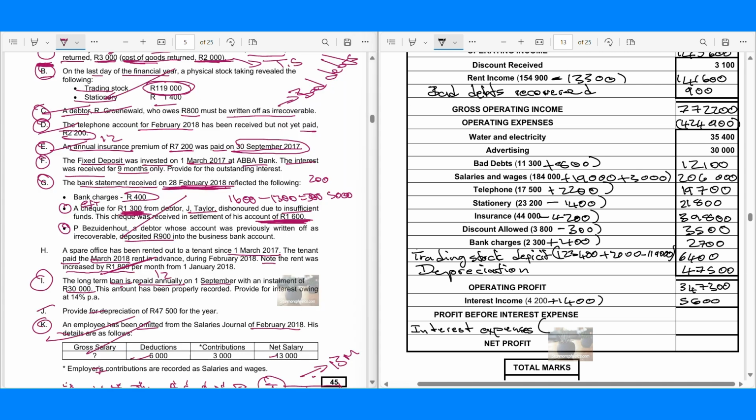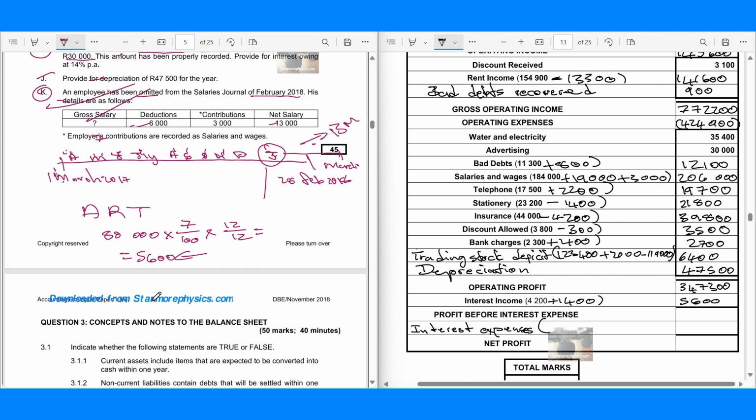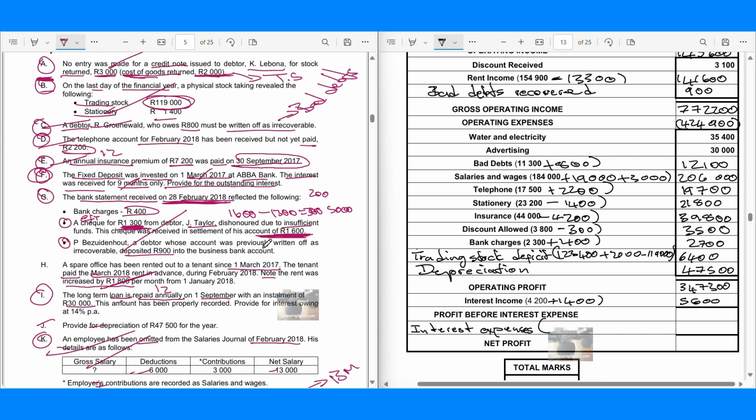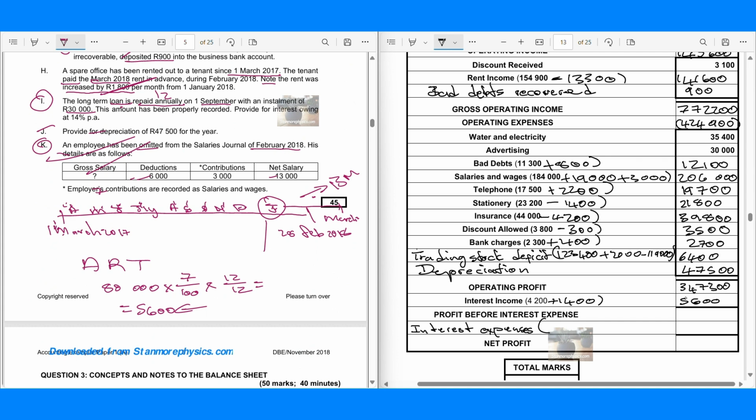So always when you are calculating a fixed deposit interest outstanding, they are saying a fixed deposit was invested. Try to avoid these dates and months. To provide the outstanding, you use amount, rate, time, because the amount you are going to take is this one for the current year. So 80,000 multiplied by 7% times 12 over 12, which gives 5,600. You record it straight. This is what it was supposed to be.